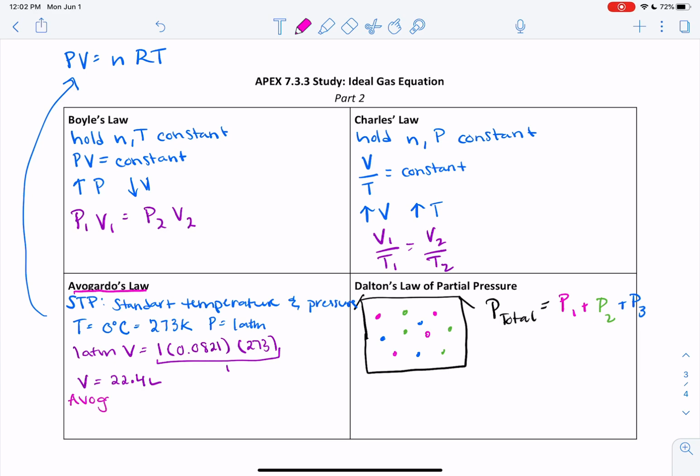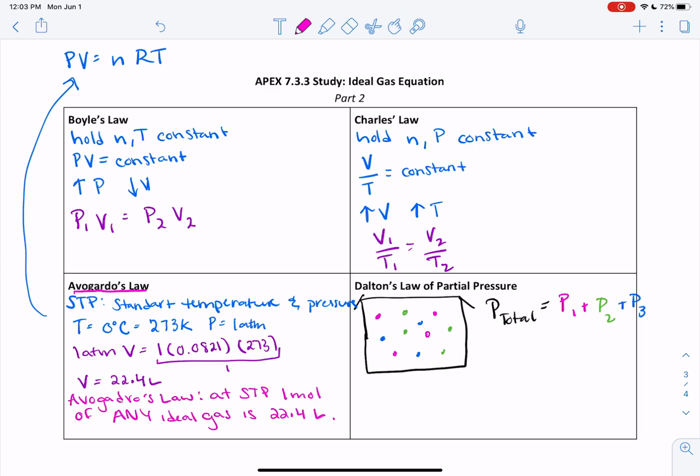So Avogadro's law states that at STP, at standard temperature and pressure, 1 mole of any ideal gas is 22.4 liters. Okay, so what it's saying is at STP, at this standard temperature and pressure of 0 degrees Celsius and 1 atmosphere, any ideal gas, nitrogen, hydrogen, oxygen, any is going to be 22.4 liters volume.